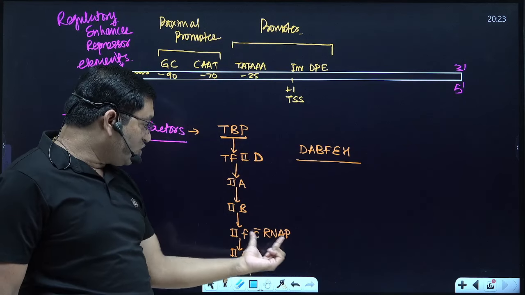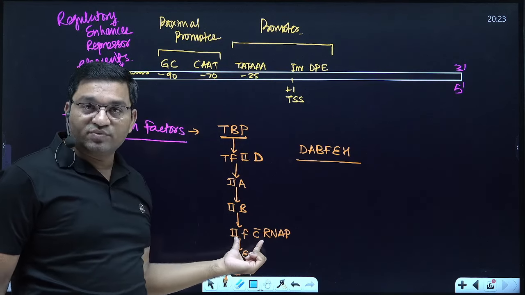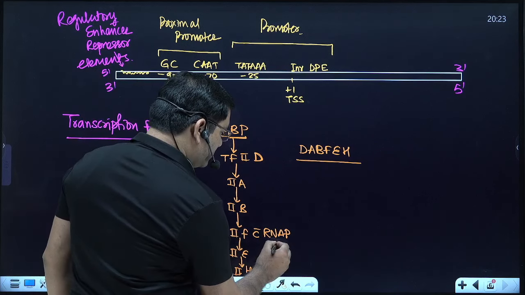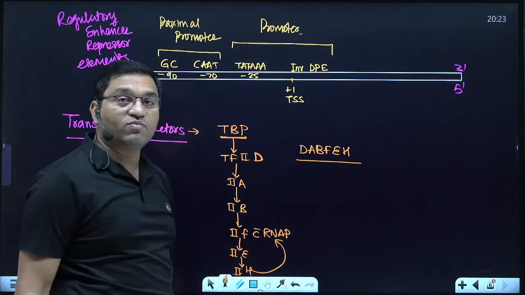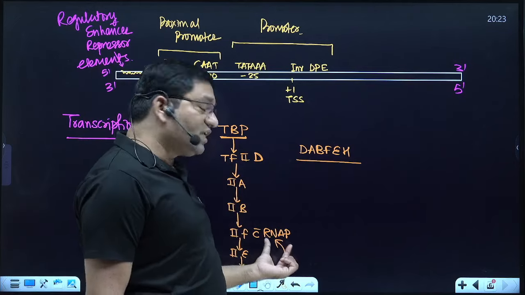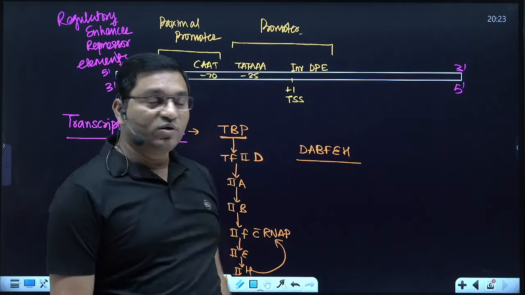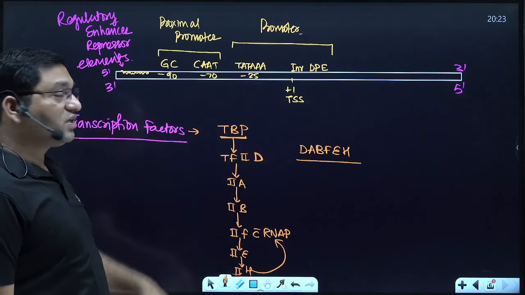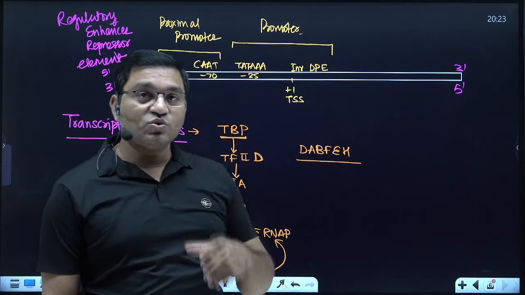And the RNA polymerase is brought by transcription factor 2F, and it is activated by transcription factor 2H. It causes phosphorylation of the carboxyl terminal domain of RNA polymerase and activates the RNA polymerase. Apart from this, it has helicase activity. So these are the different transcription factors which are important in eukaryotes.